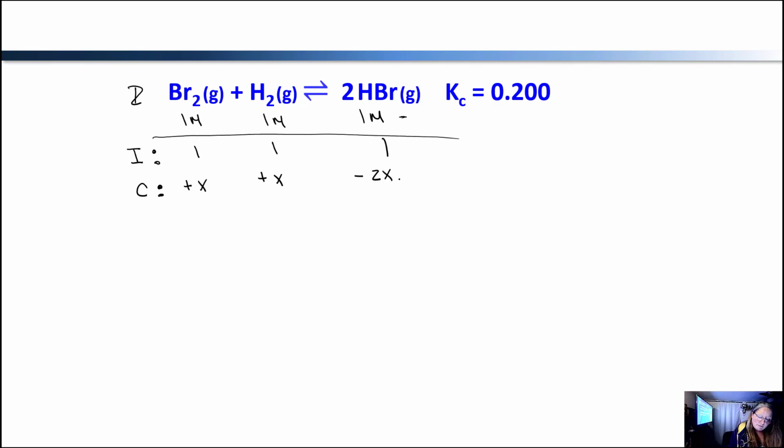So what do I get here when I put it all together? Then I get my Kc equals, it's the same thing, my products over my reactants. So my HBr squared divided by my Br2 times my H2.